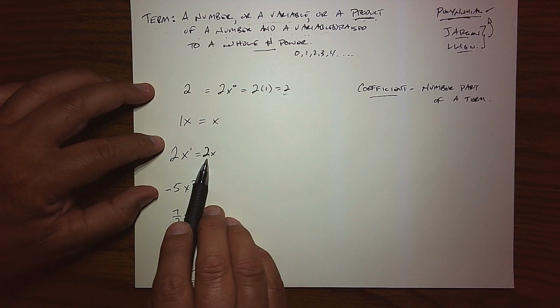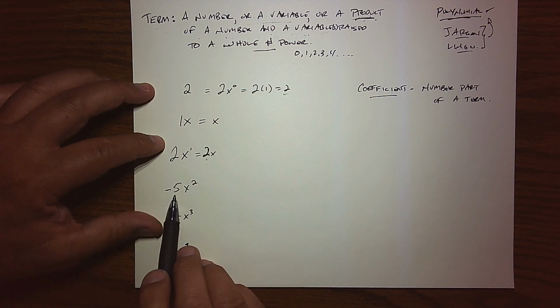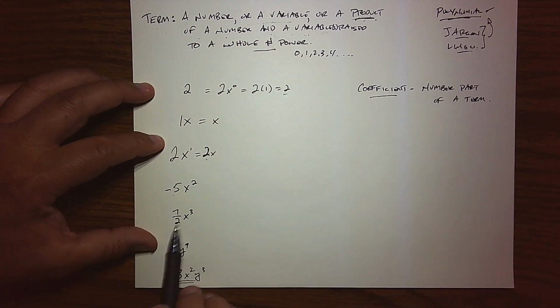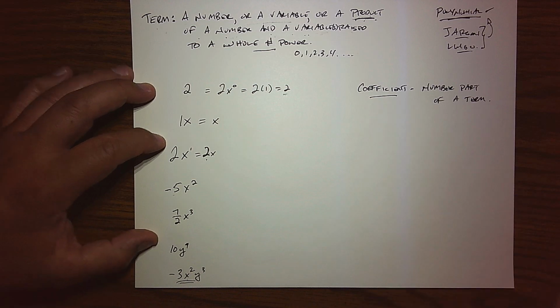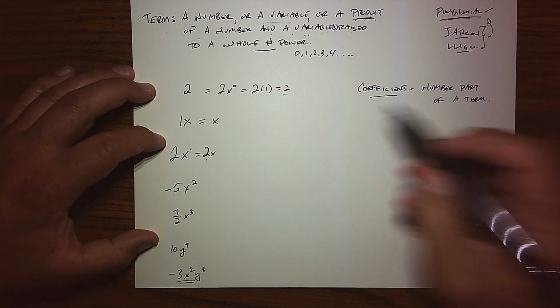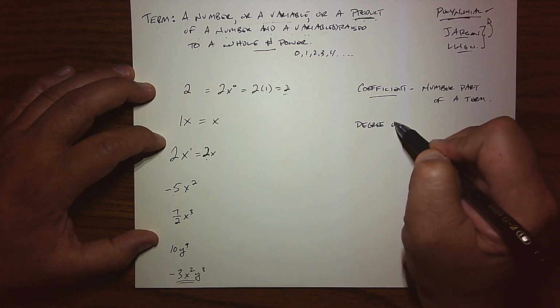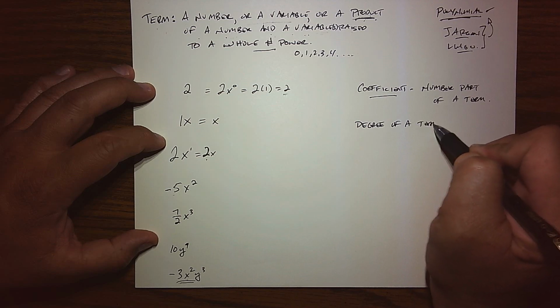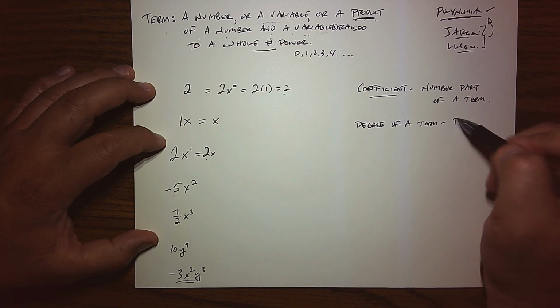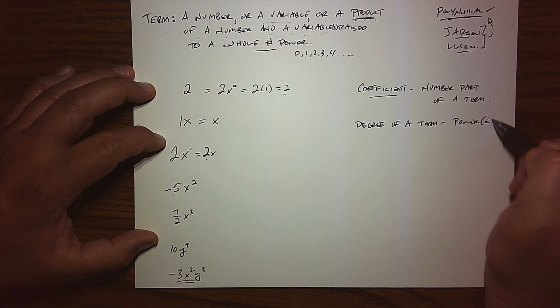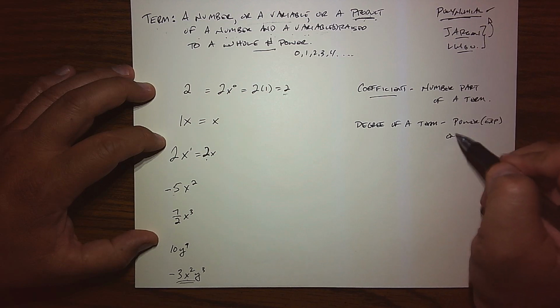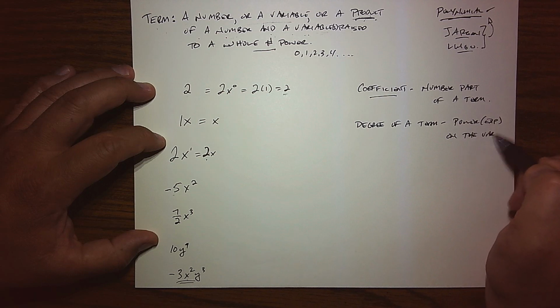The coefficient for this term is 2. It's the number part. And the coefficient for this term is -5. Again, it's the number part of the term. For this term, it's the fraction 7/2. For this term, it's 10. And for this term, it's -3. So again, the coefficient is just the number part of the term that I'm considering. And then there's an item that we call the degree of a term. All right, and this is basically the power, or if you want to call it the exponent, on the variable.